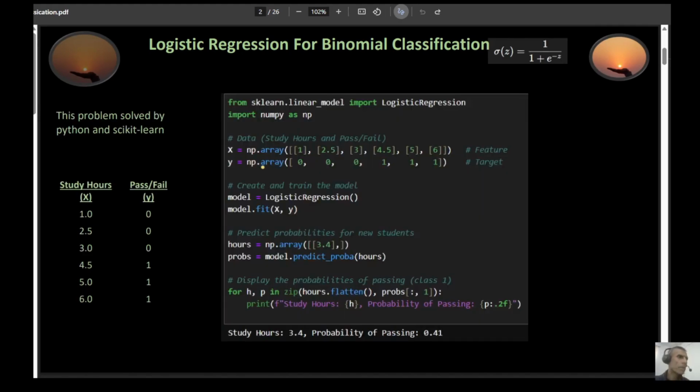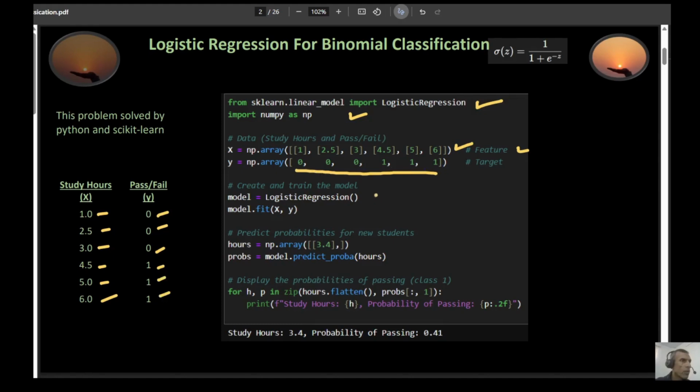Now, this problem can be easily solved using Python's scikit-learn package. So here I'm importing my logistic regression, importing my NumPy, creating my data right here. These are my data for 1, 2.5, 3, 4.5, 5, and 6. These are the corresponding pass or fail status. So 0, 0, 0, 1, 1, 1. So I write 0, 0, 0, 1, 1, 1 over here.